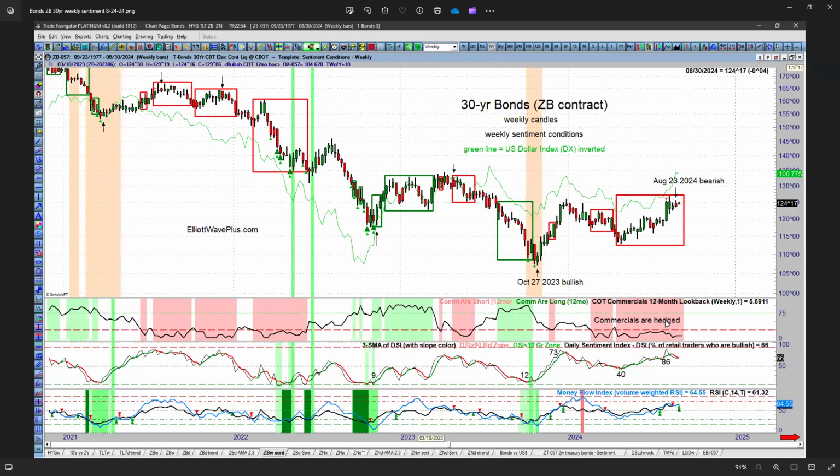So commercials are short, retail is heavily long, and that is a perfect storm of bearishness. Notice, because commercials generally end up right. They're the smart money. The retail usually ends up wrong. There's a couple of other indicators here you'll see on most of my charts.